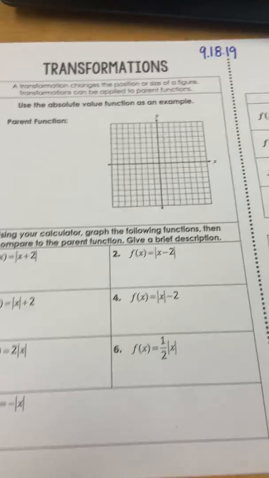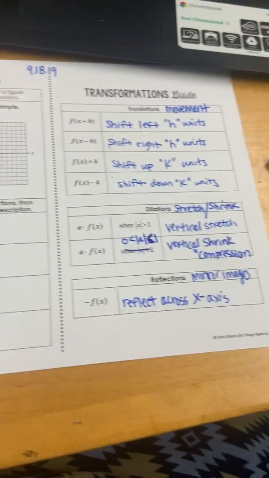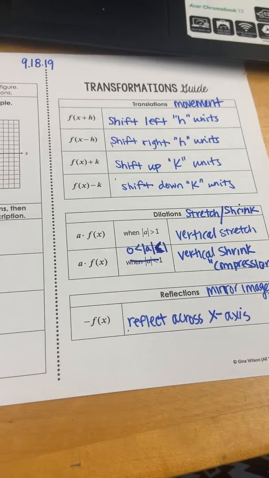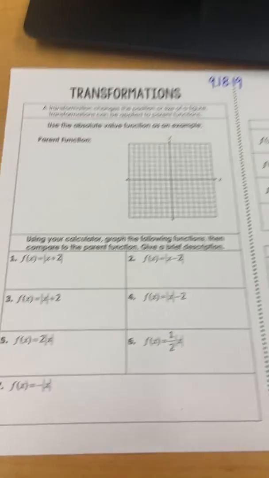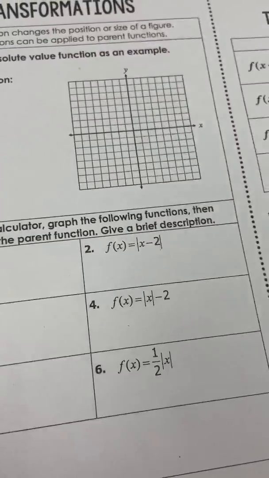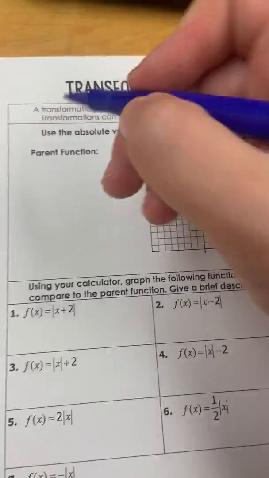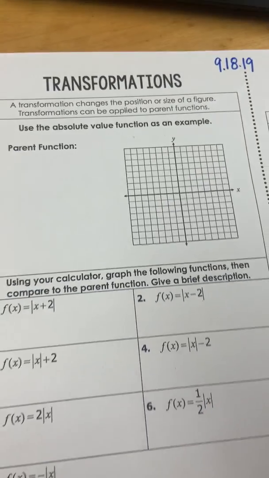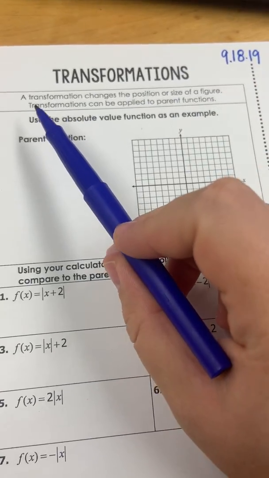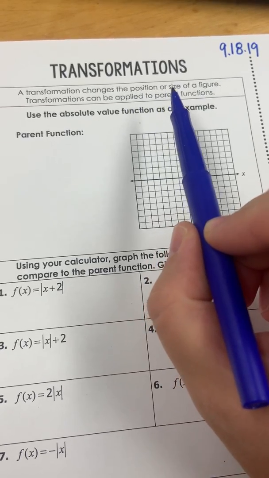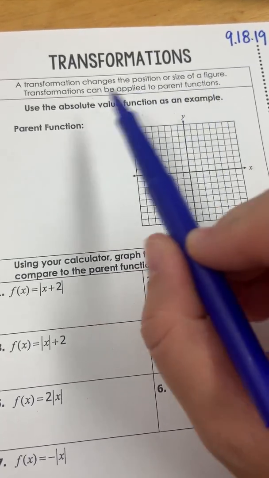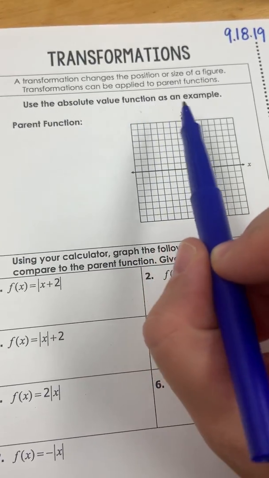Okay, so now on this side, we're going to take a look. So you can pause it if you need it, or if you want to slow it down, however you would like to work that out. Over here, we're going to be looking at the absolute value function, and we're just going to be using this as our transformation base, but you could use it for any function. So a transformation changes the position or size of a figure. Transformations can be applied to parent functions. Use the absolute value example as a function.